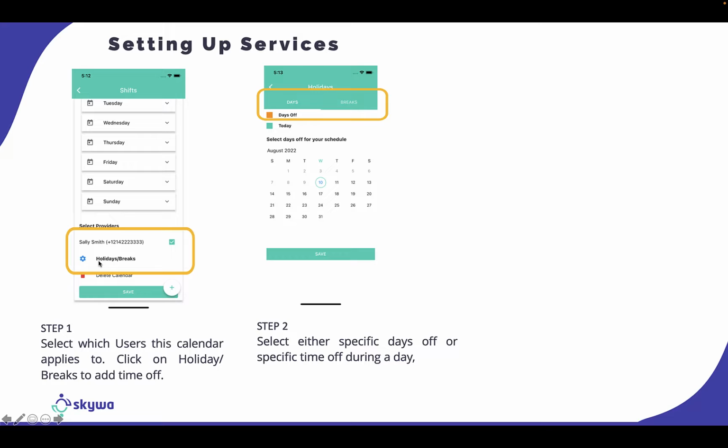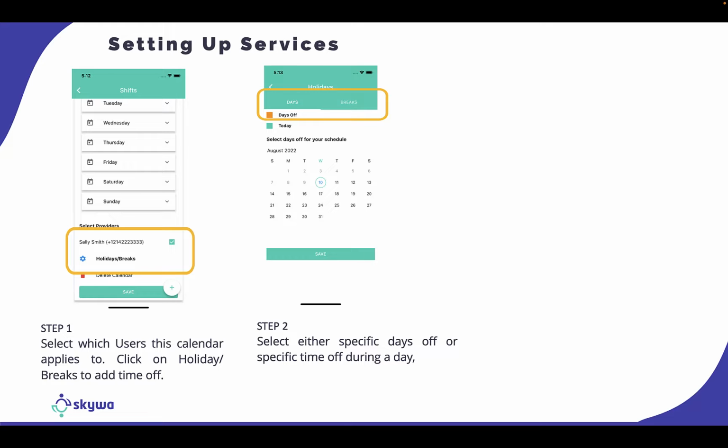And then if you wanted to add some specific days off or specific time off, you can click holiday and break. And then if you click on days, you can select certain days off. Or if you select on breaks, you can set up a lunch break or that sort of thing. So that's really all there is to it. And once you do that, your business is up and running, and it's ready for people to make reservations.